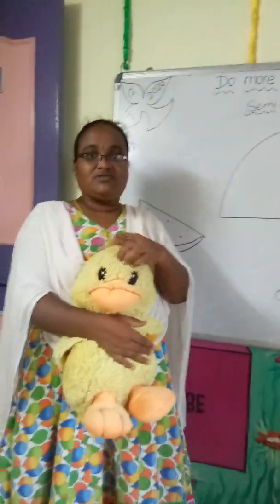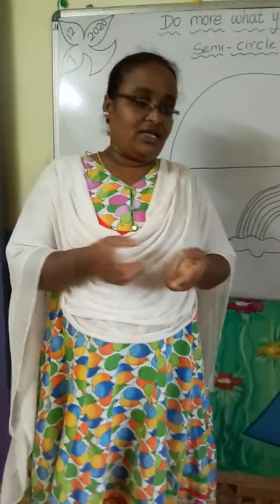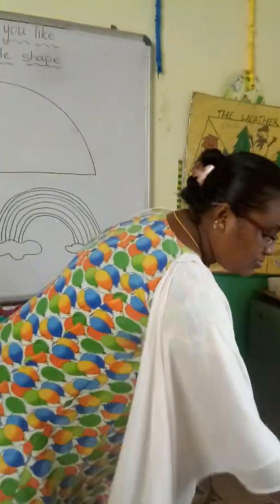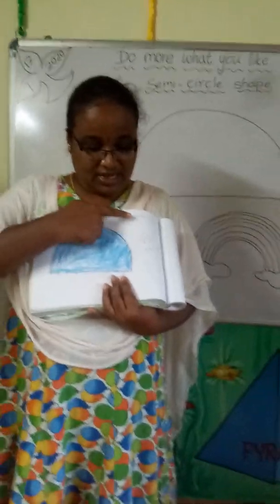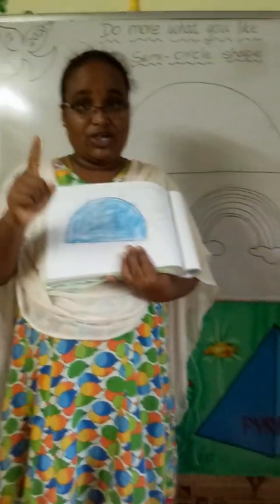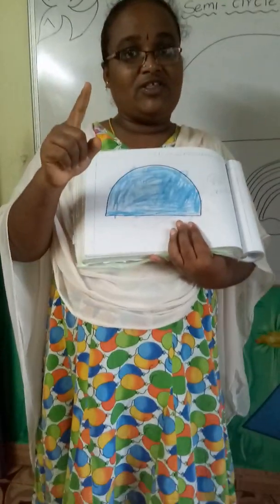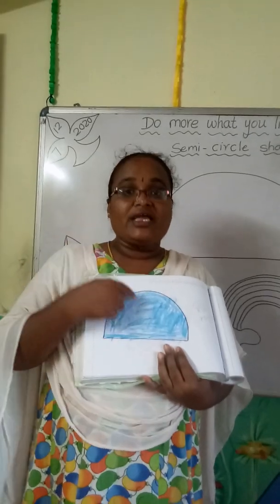Now take your activity note. Ask your papa, mama to draw the semicircle in the activity note. And write the topic semicircle shape, write today's date and take the indigo color. Everyone ready with your indigo color? And color the semicircle with the indigo color.